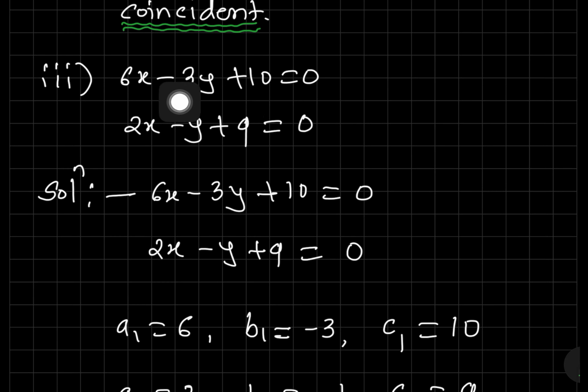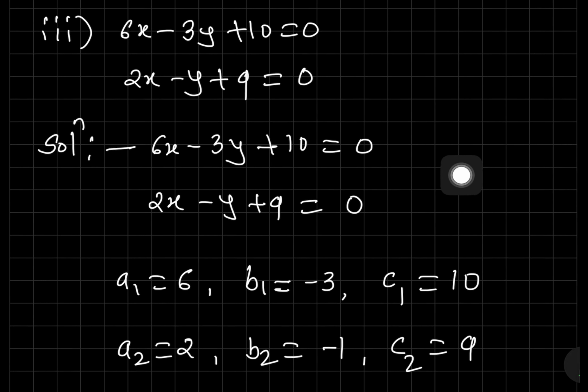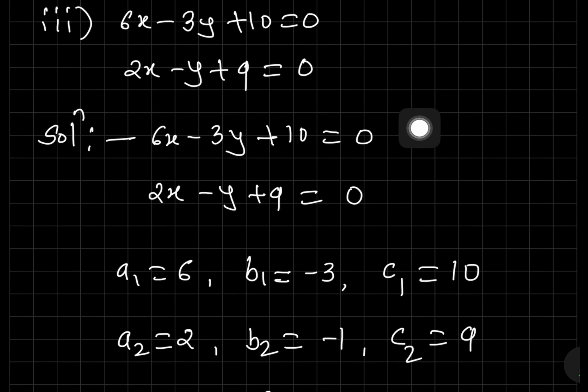Now the third example is given here: 6x minus 3y plus 10 equal to 0, and 2x minus y plus 9 equal to 0. We write these equations as it is. Then we compare with the standard form ax plus by plus c equal to 0. Here the middle term is given with a minus sign.